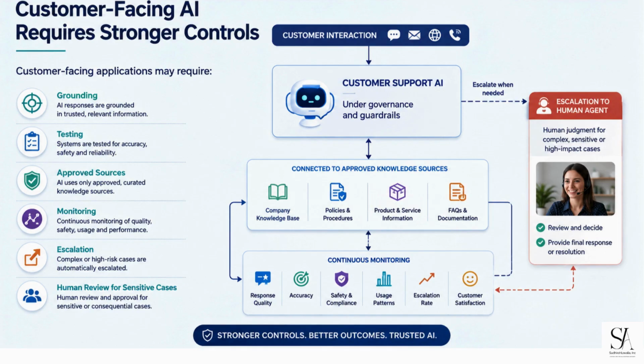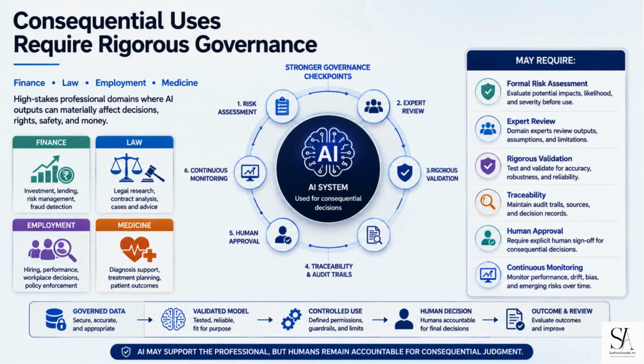The governance requirements increase again for financial, legal, employment, medical, and other consequential uses. Decisions in these areas may affect rights, safety, livelihoods, regulatory obligations, or significant amounts of money. Formal risk assessment, domain expert review, rigorous validation, traceability, human approval, audit, and continuous monitoring may therefore be required.